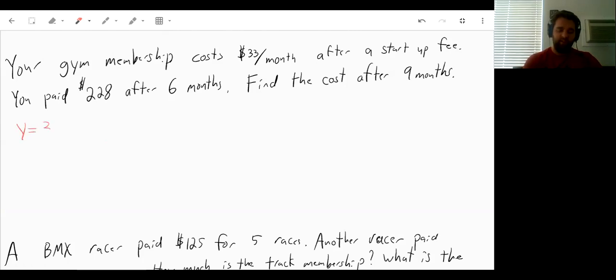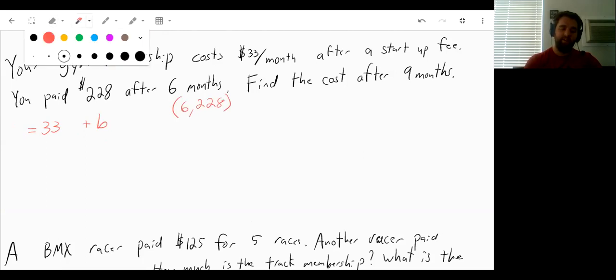So y equals 33x plus b. Now we have another point, because we know that when our time is 6 months, our total cost was $228. So we can actually go and plug those numbers in for our x and our y in order to solve this. Well, our x was 6, because it was 6 months later, so 6 times we paid those $33, and our total cost was $228.